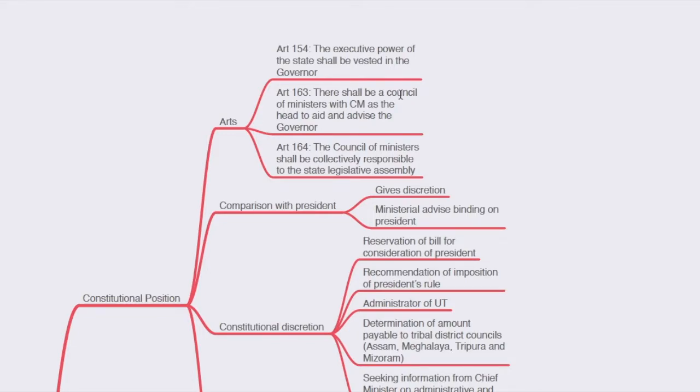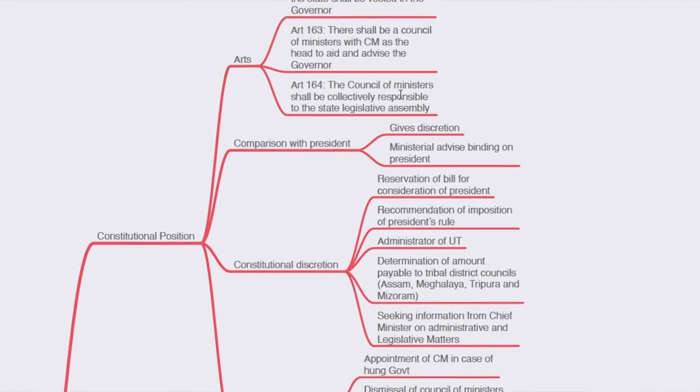Article 163 states that there shall be a council of ministers with the chief minister as the head to aid and advise the governor. Article 164 states the council of ministers shall be collectively responsible to the state legislative assembly. Now Article 164 is very important. It lays down the foundation of the parliamentary system of government. So if a question arises on how India can be said to be a parliamentary system, you need to mention this article. It is the foundation of the parliamentary system.